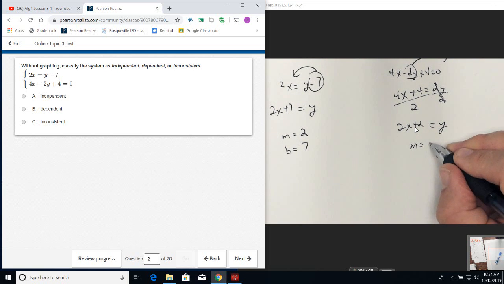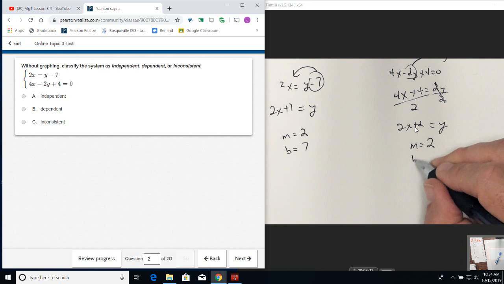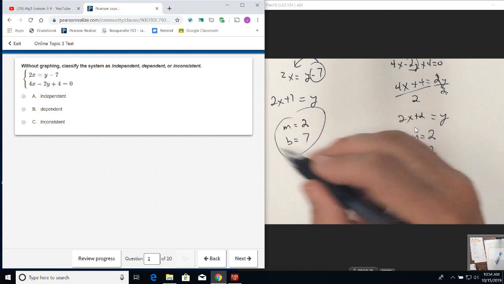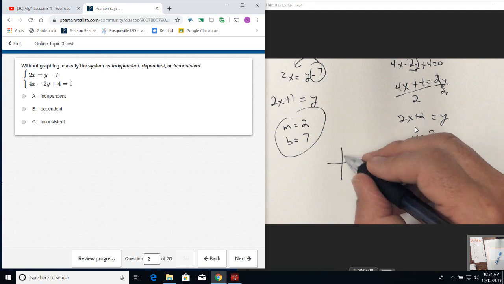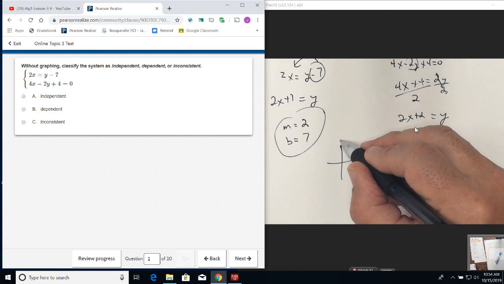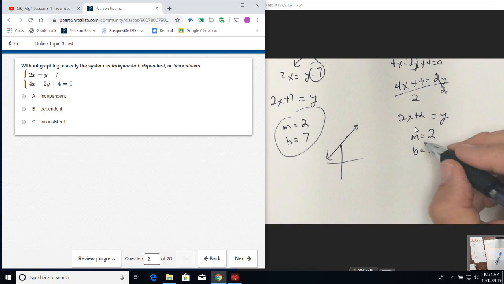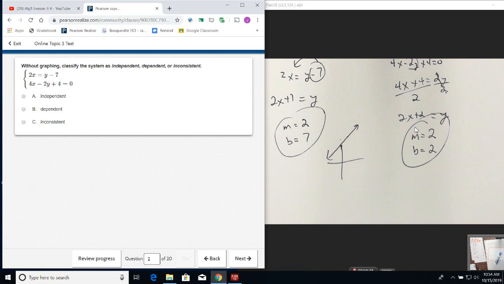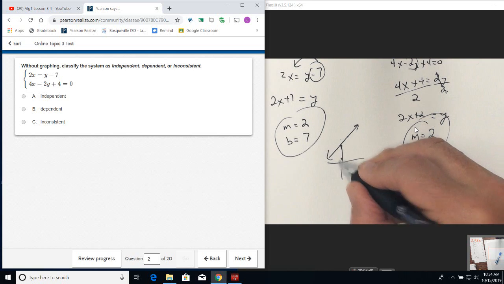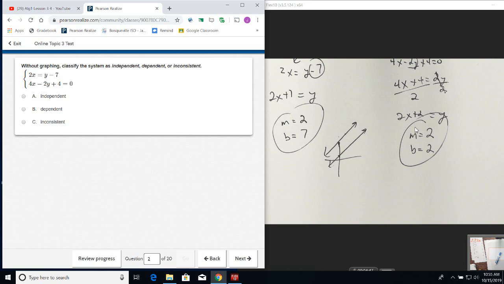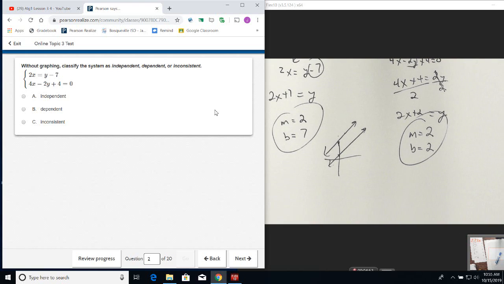So what's the slope here? 2. What's the y-intercept here? 2. So what does that mean? It means that if I were to graph this one, it has a y-intercept of 7. Let's just say that's a 7 there, and a slope of 2. So you rise up 2, run 1, right? It looks something like that. Well, this line here has the exact same slope, but a different y-intercept. So it crosses here like a positive 2 with the exact same slope. If it has the exact same slope, are these lines ever going to cross and have a solution? No, they're parallel lines, which means I have no solution. Which one of these means no solution?